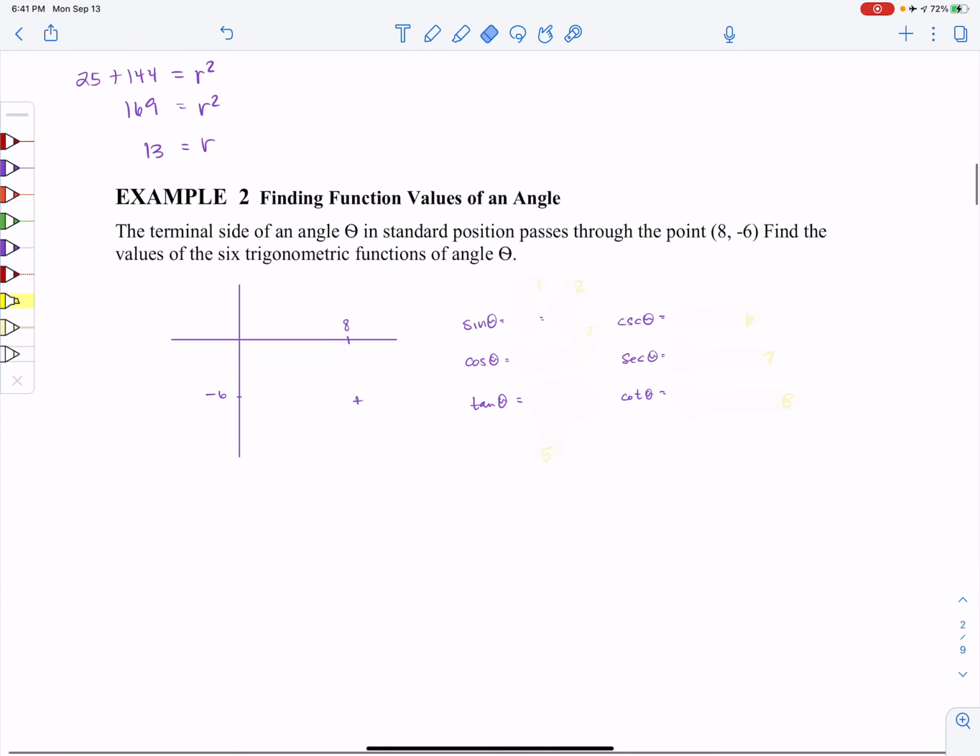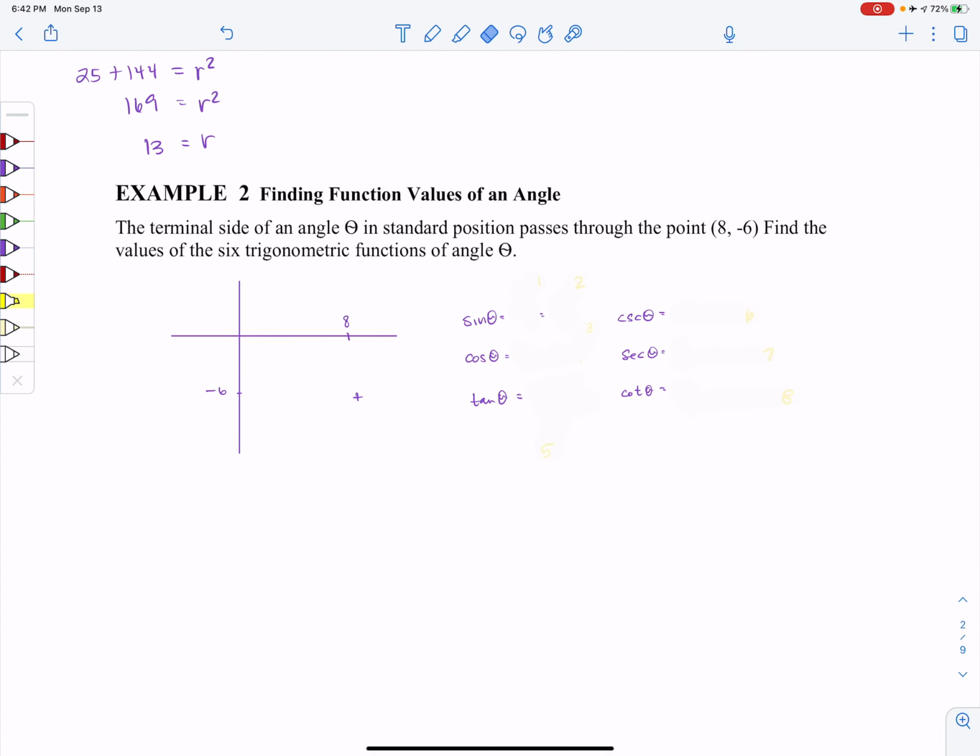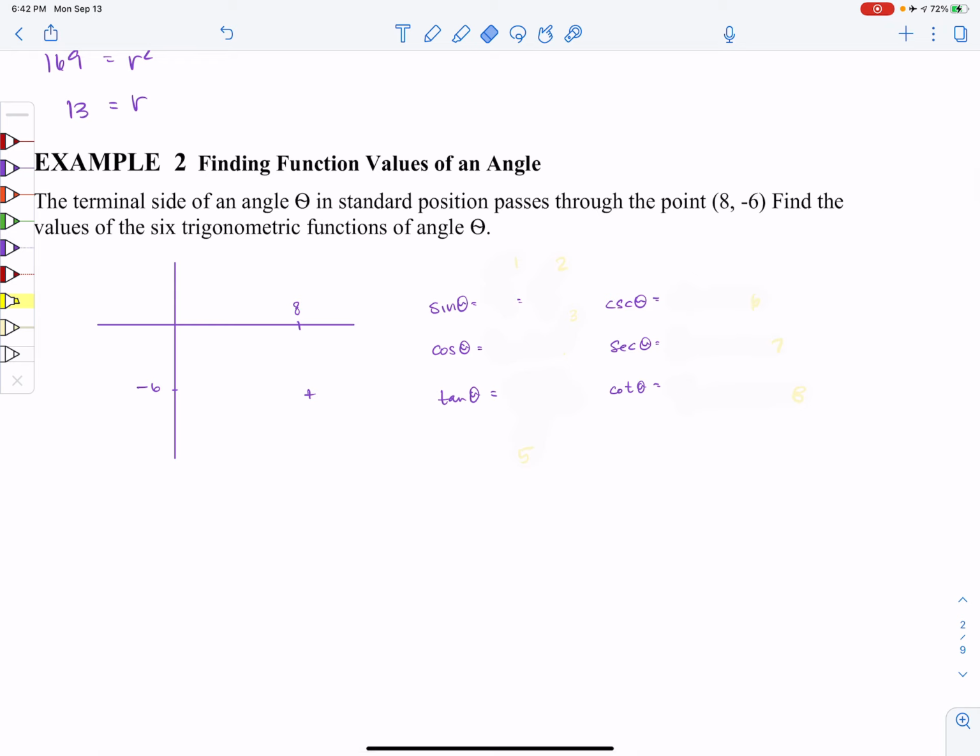Now if we go to example number 2, this one's a little different. Once again, I've started the picture for us. We have our angle theta in standard position. It's going through the coordinate (8, -6). And this is a coordinate in the 4th quadrant.